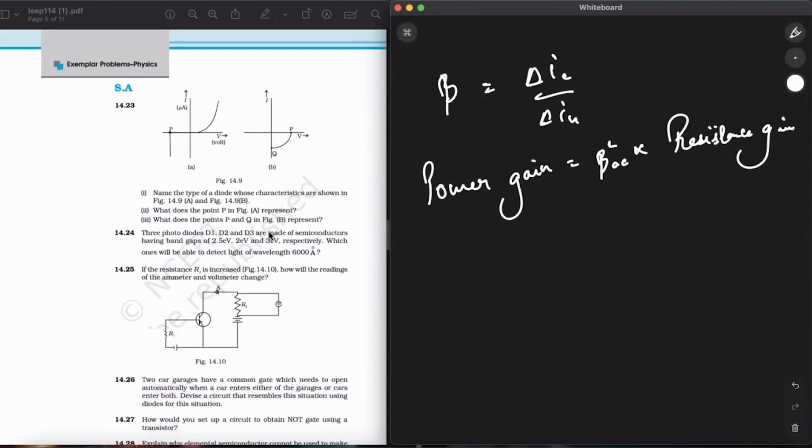Short answer type questions. Name the type of diode whose characteristics are shown in figure A and figure B. And what does the point P in figure A represent? That is the breakdown. We'll check it. What do the points P and Q in figure B represent?